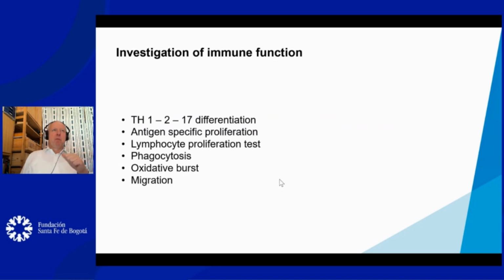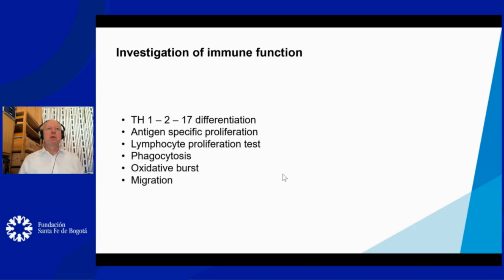Besides these populations, the investigation of immune function is very important, because only the existence of the cells is not enough, and the cells also have to be functioning. So there is a differentiation between Th1, 2, and 17 cells. This can be analyzed in flow cytometry. We can analyze antigen-specific proliferation, for instance, to detect cells reactive to viral infections.